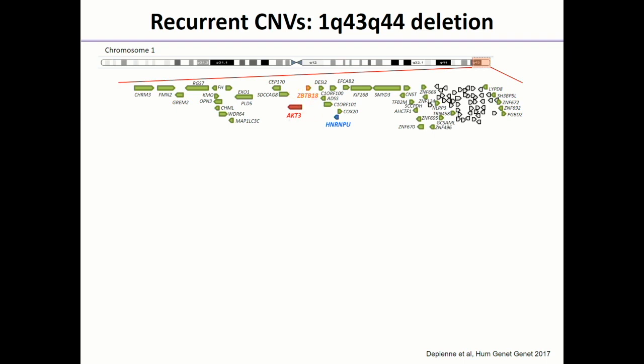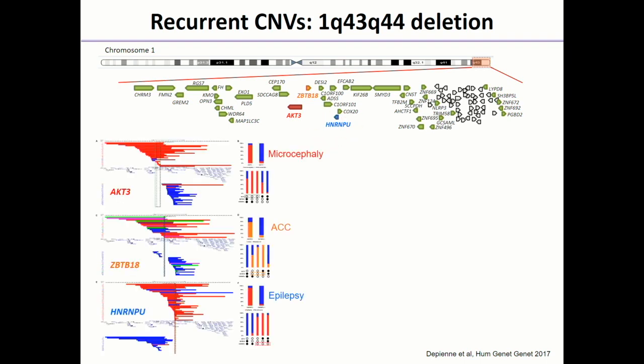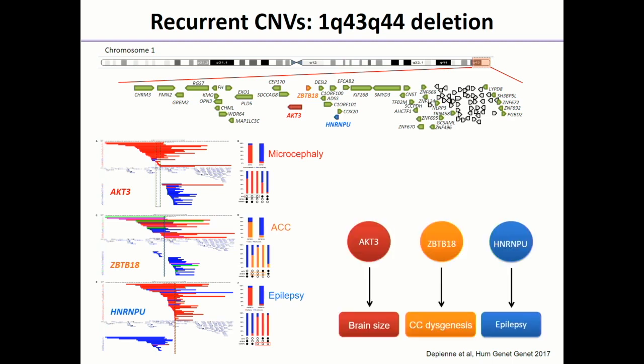AKT3, ZBTB18, and HNRNPU. We have collected patients with different sizes of deletion encompassing at least one of these genes, and we were able to show that AKT3 is the main gene driving the brain size. ZBTB18 is the main gene accounting for agenesis of the corpus callosum. HNRNPU is the main gene accounting for the seizures.